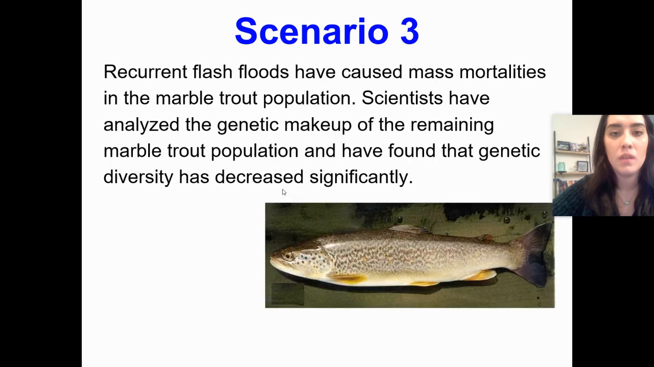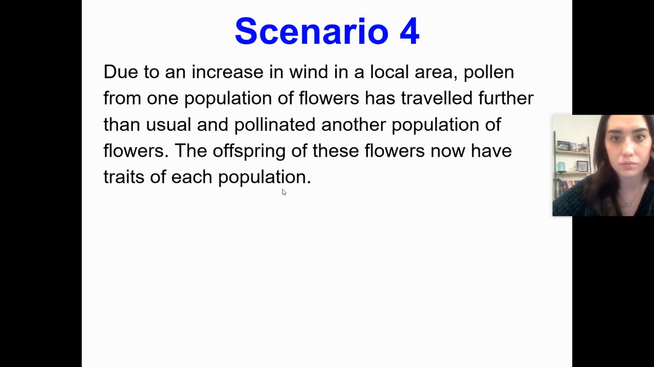Okay. And then, recurrent flash floods have caused mass mortalities in the marble trout population. Scientists have analyzed the genetic makeup of the remaining marble trout population and have found that the genetic diversity has decreased significantly. So the one that we talked about that is by chance and usually is from a disaster is which one? Yeah, the bottleneck effect. I forgot there's another one, sorry, not lastly.